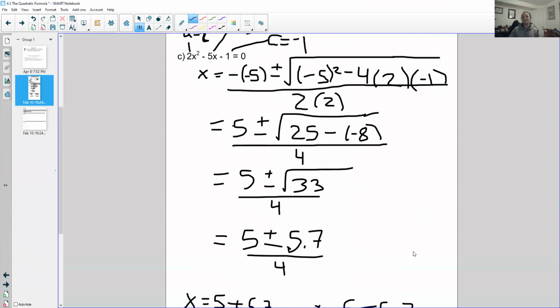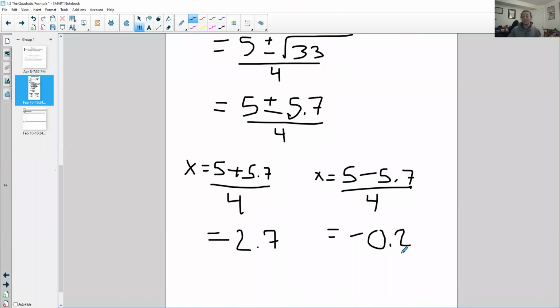And you can see how ugly this would be if you had to figure out a way to factor it. So that's pretty much it. There's lots of examples online for this and in your textbook, so feel free to use anything that you need.